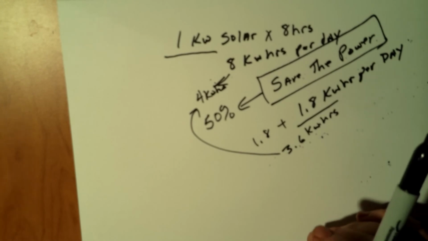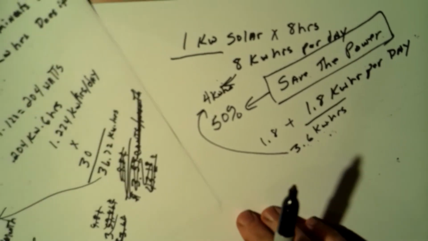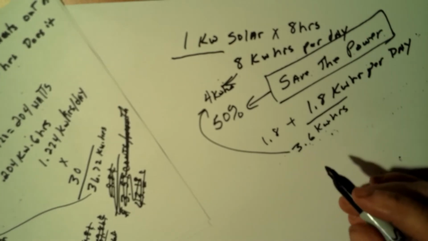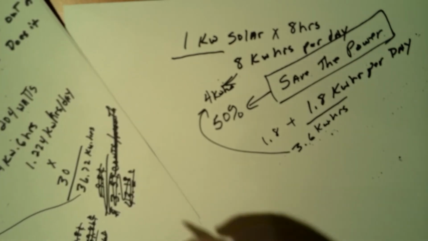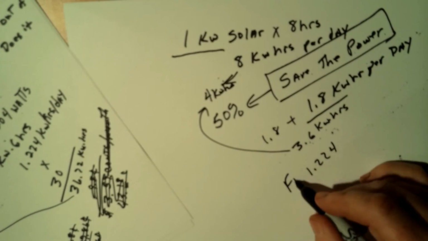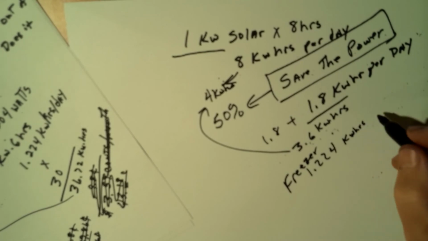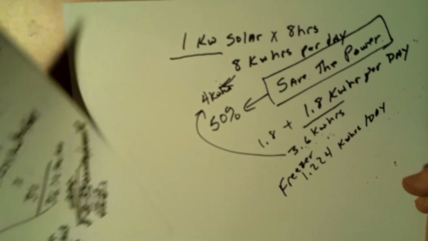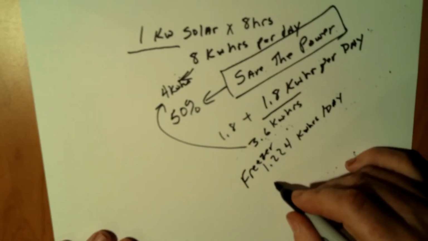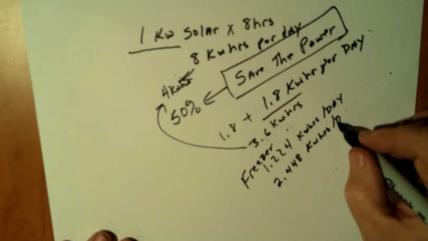Let's go back to our freezer that we were talking about. And this is my freezer, and this is part about where we're going in the next set. How many kilowatt hours per day was it? 1.224 was the freezer. It was 1.224 kilowatt hours per day. Could I run 2 of those freezers with this solar array? Well, that would be 2.448 kilowatt hours per day.